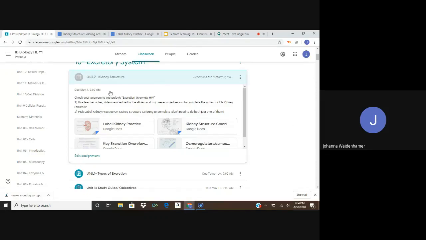Today we're going to be talking about Lesson 2, Kidney Structure, in our new excretory system unit. So today's agenda is going to be first checking your answers to yesterday's excretion overview homework, which is attached below. And then we're going to jump into the notes for today.